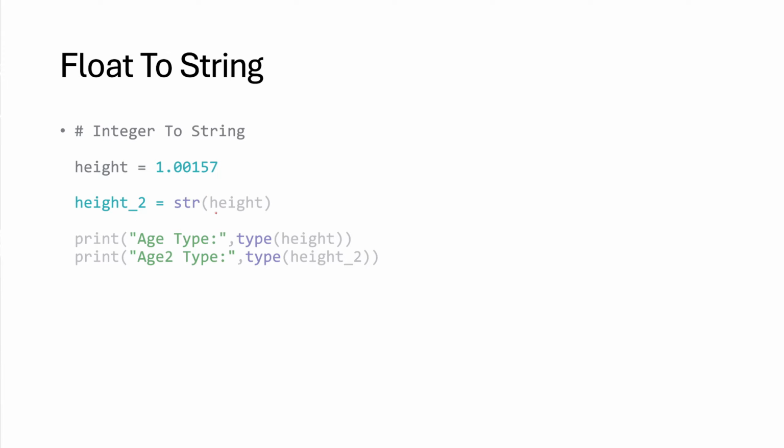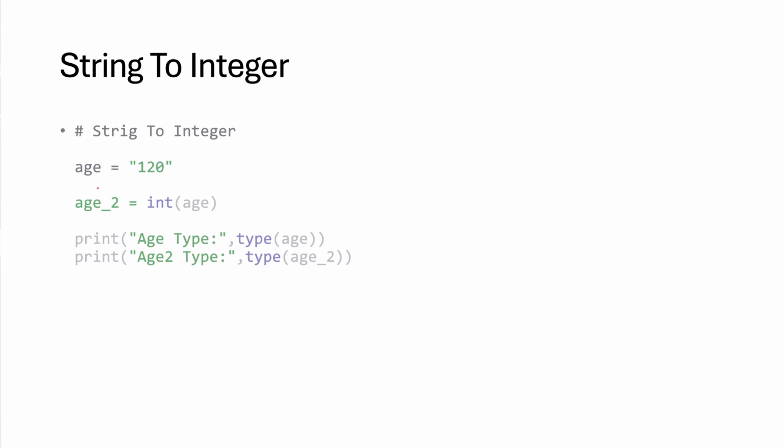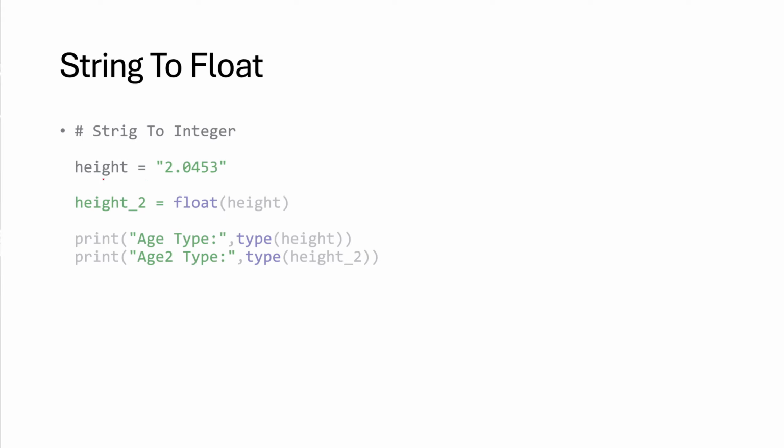This is how we do a float to a string. Same process as before. Str, then the variable name that it was originally. Then this is how we do a string to an integer. So age is equal to 120, but the quotes around 120 make it a string. And to force it to be an int, I simply put the word int in front of the variable name that had age before. String to float, same thing again, put float in front of the variable name.